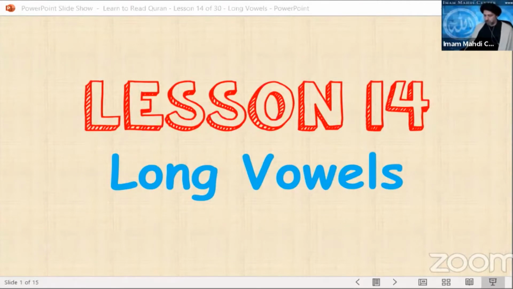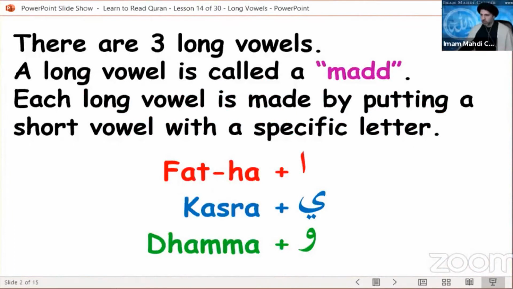Tonight will be our 14th lesson on learning how to read the Quran, and tonight we will be introduced to the long vowels. So far we have learned what the short vowels are, the Fatha, the Kasra, and the Dhamma. Now we're going to be introduced to the three long vowels, and these three long vowels are associated with the short vowels. So there are three long vowels, and a long vowel is called a mad. So when we say long vowel, we mean mad. Each one of the long vowels is made by putting a short vowel with a specific letter.